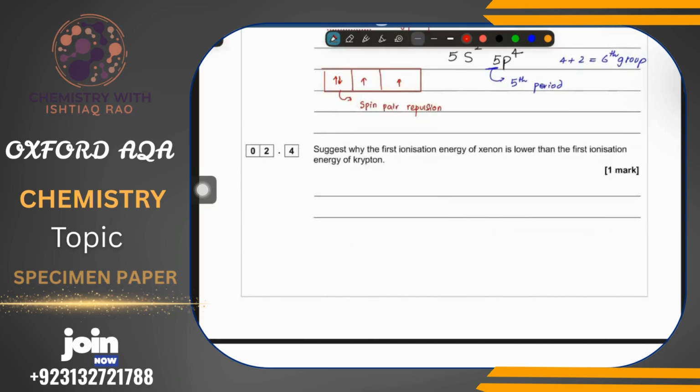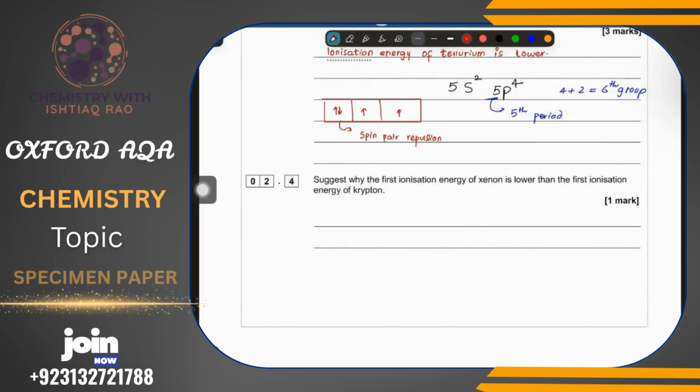Why is the first ionization energy of xenon lower than the first ionization energy of krypton? Of course, they are present in the same group. Xenon is also a member of the noble gases. So they're in the same group. Why is the first ionization energy of xenon lower? Because both of them are stable, right? Of course, so due to more repulsion, the atomic radius increases.